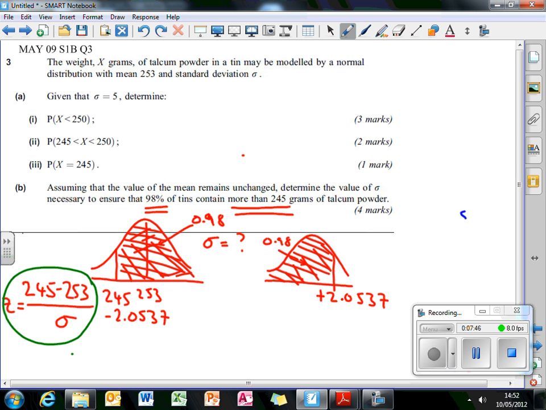So 245 minus 253 divided by this standard deviation must have given me minus 2.0537, and I can quickly just rearrange that, multiply by the standard deviation, divide by minus 2.0537, and I should get standard deviation to be 3.902, 3 significant figures.